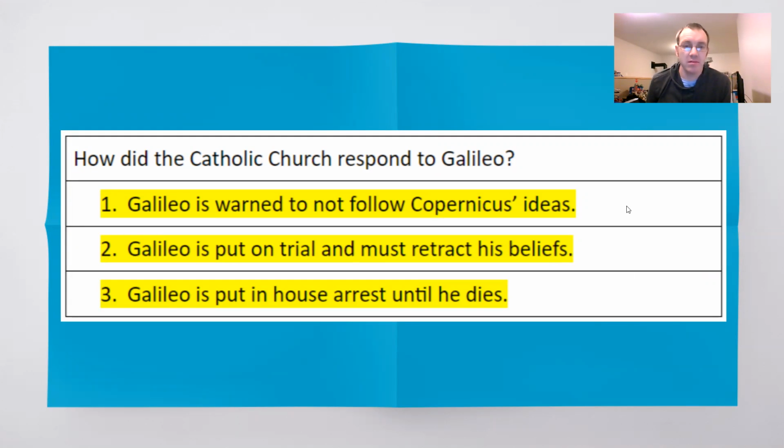Well, it's a shame. He's warned that he can't follow Copernicus's ideas. He's put on trial and he's made to take back his statements and say, I was wrong about this. And he ends his life on house arrest. He dies in house arrest because of his beliefs that the sun was the center of the universe. So this is an obvious example of the Catholic Church getting it wrong with science. They've admitted that hundreds of years later.